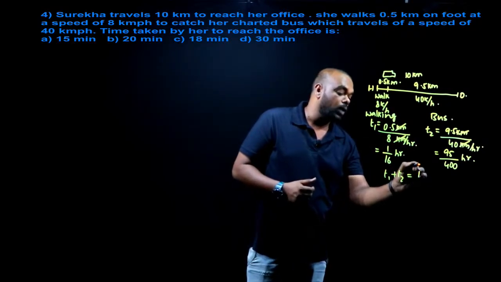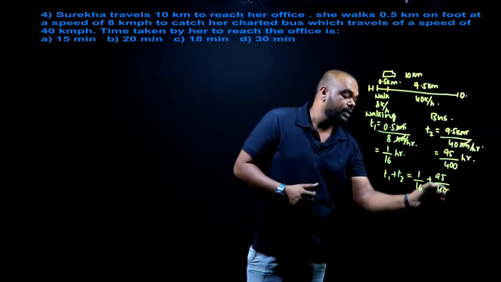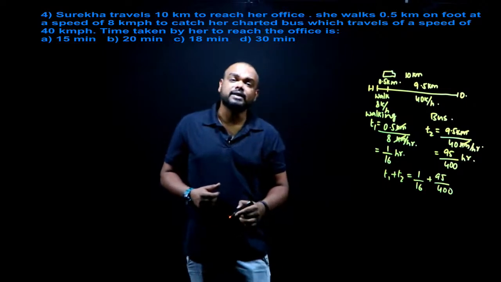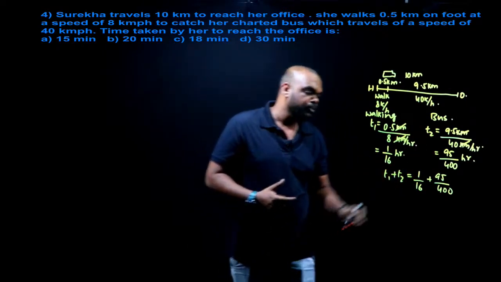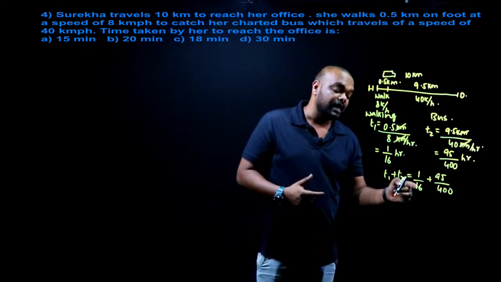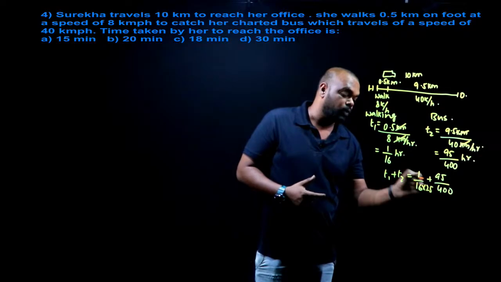So T1 plus T2, when we add both of them, what do I get? 1 by 16 plus 95 by 400. Try to convert this into 400, that will be easier. Now both are in hours. We have to convert them into minutes, that we will see later. How do you convert this into 400? By multiplying with 25. 16 into 25 is 400.